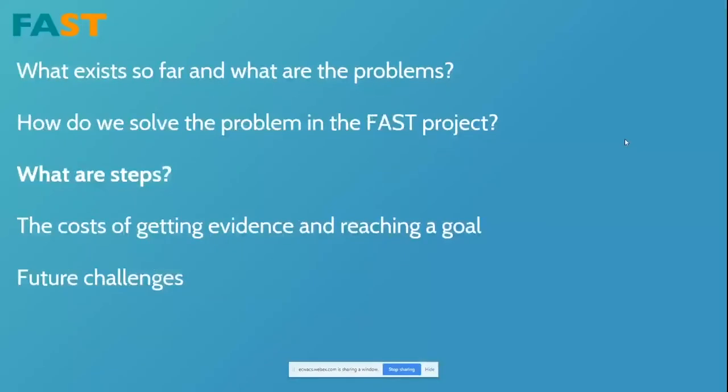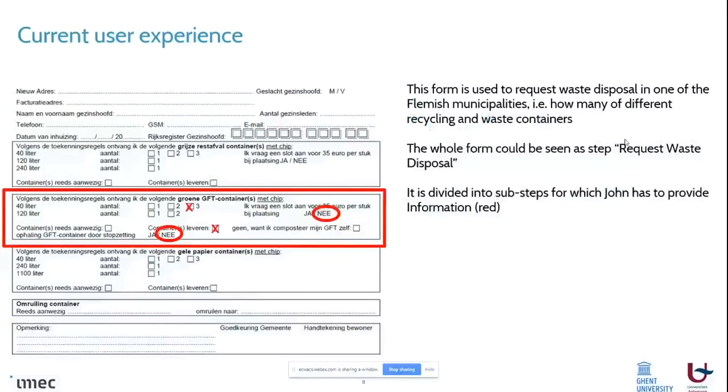I mentioned steps already a lot of times. So what are steps? What is the current user experience? This is now one example form from a Flemish municipality, which is about requesting that your garbage gets collected at your new address. And I guess most of us are familiar with these kinds of forms. What we usually see here, and as also modeled already in some public services, is that this whole form can be seen as one evidence I provide after I filled it in. And so the whole form can be seen as one step.